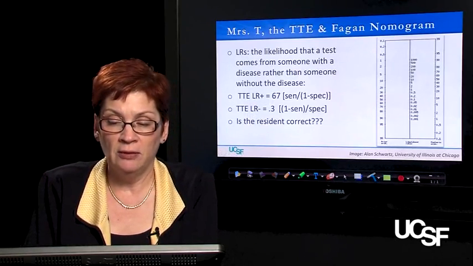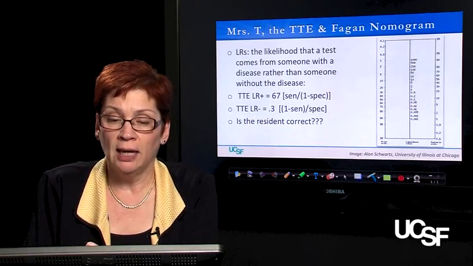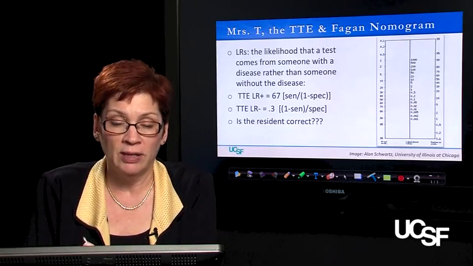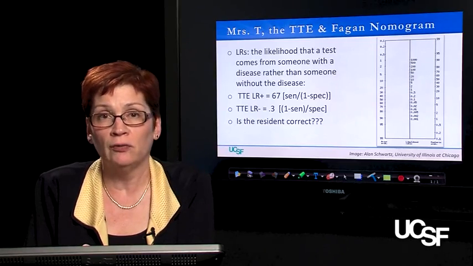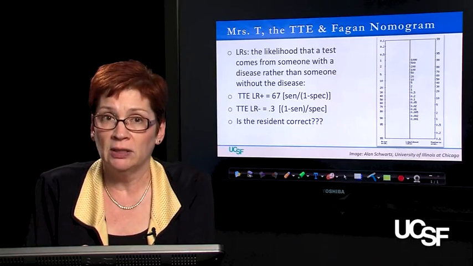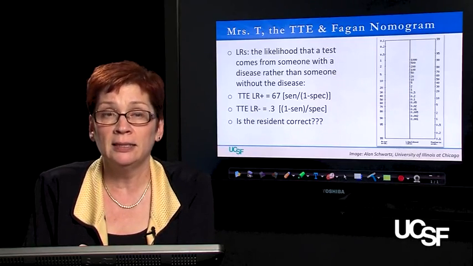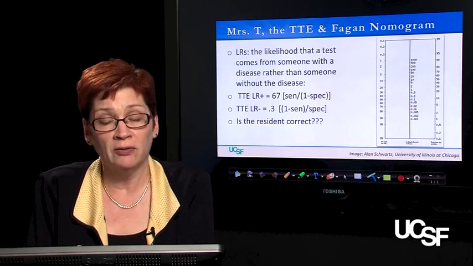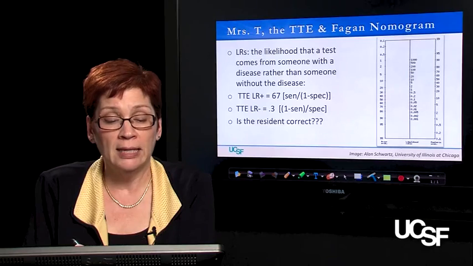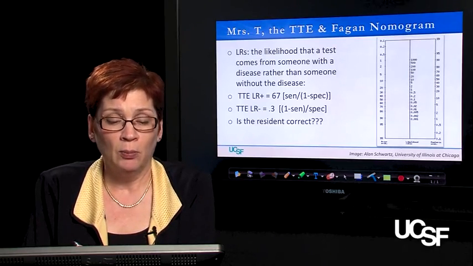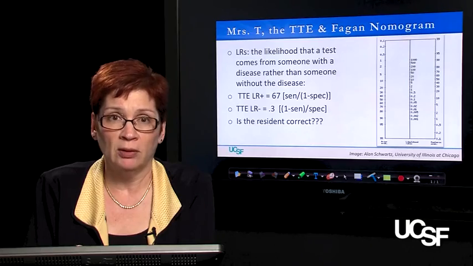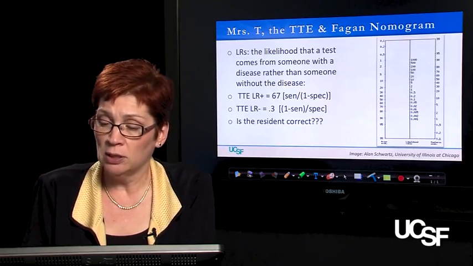So let's look at it from the Fagan nomogram. The likelihood ratio, again, is the likelihood that a test result comes from someone who has the disease rather than someone without the disease, whether it's positive or negative. In transthoracic echoes, the likelihood ratio for patent foramen ovale is 67. So a positive result on the TTE is 67 times as likely to come from someone with a patent foramen ovale as it is to come from someone without a patent foramen ovale. Whereas a negative transthoracic echo is 0.3 times as likely to come from someone with a patent foramen ovale as compared to someone without. So let's put our nomogram to use.